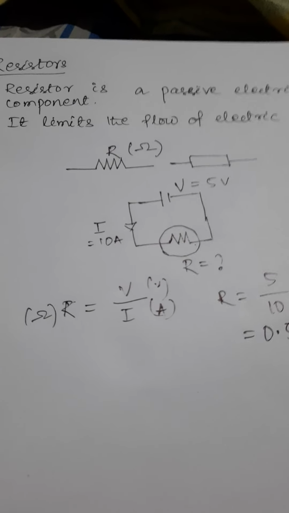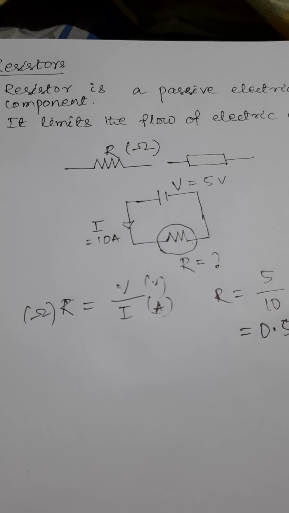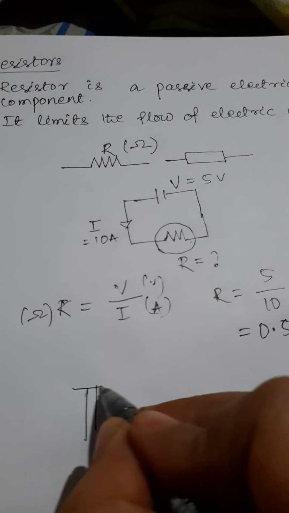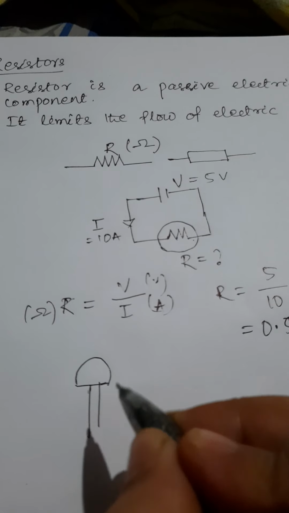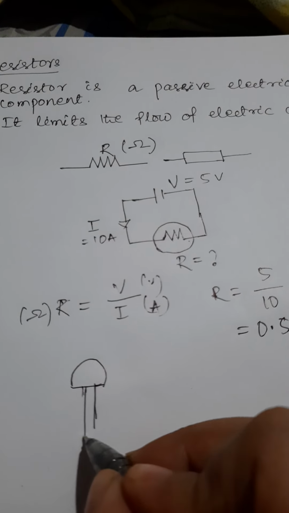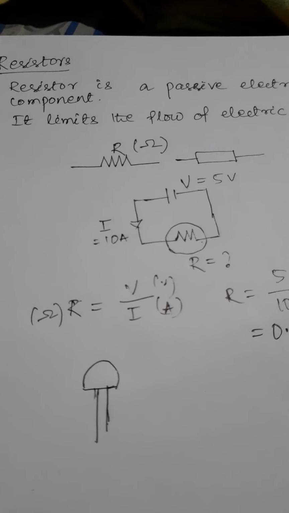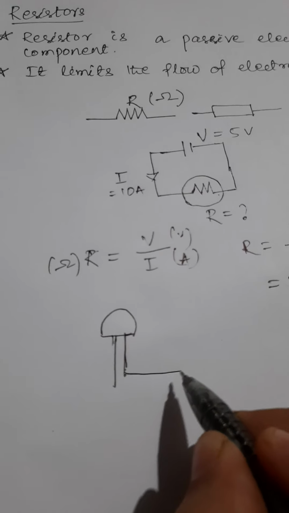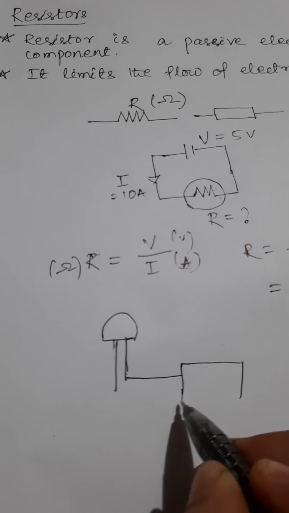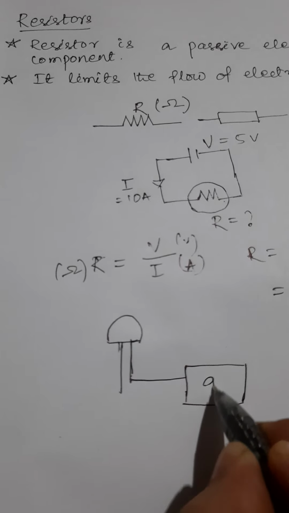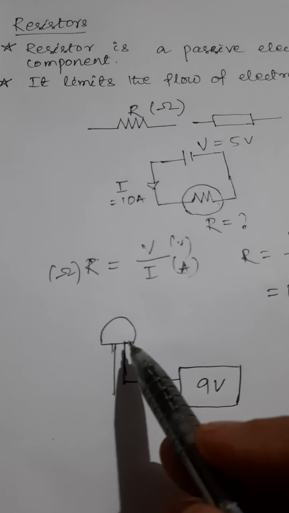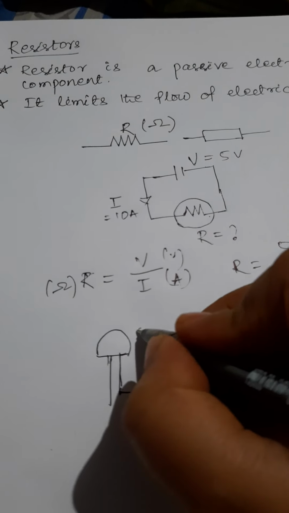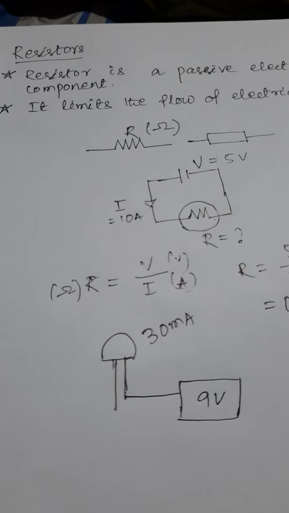Okay, then I'll give you one example. Suppose we need to light an LED bulb. Okay, LED, you know, it is a light emitting diode which gets lighted when it is connected through a voltage source. Suppose we connect a battery to this. This one is a battery of, suppose, 9 volts. We connect it to this LED, and suppose this LED needs 30 milliampere of current to glow.